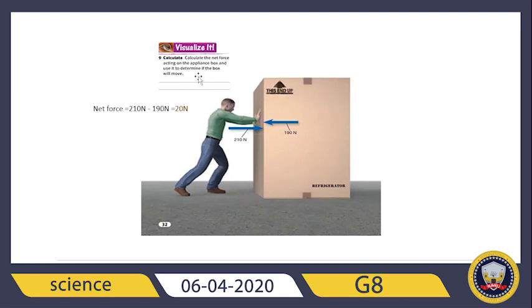So the net force acting on this object is equal to 20 Newton. Use this value to determine if the box will move. Of course, it will move because the value is not equal to 0. If the value is equal to 0, then this object will not move. But this object will move, and in which direction, guys? It will move to the right, since this force is greater, so it will move in the same direction as this force.